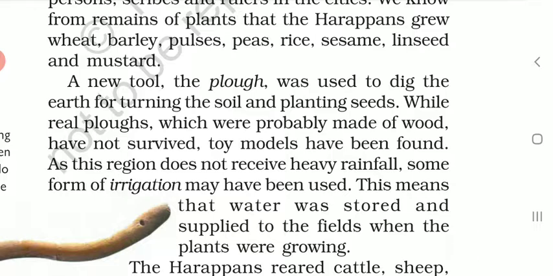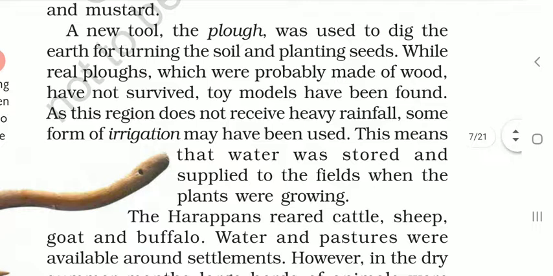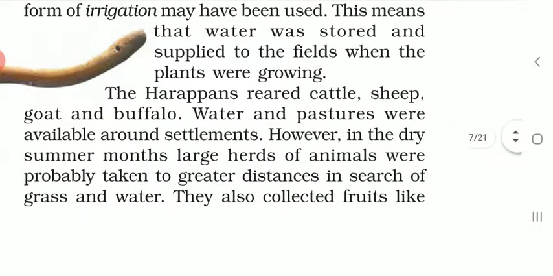So irrigation methods were also used by the farmers for doing agriculture. What does it mean? It means that the water was stored at some place and then it was supplied to the different fields with the help of canals and all that, for growing the plants. The Harappans were rearing different kinds of animals like cattle, sheep, goat, buffalo, and water and pasture were available around all these settlements of the Harappan cities.